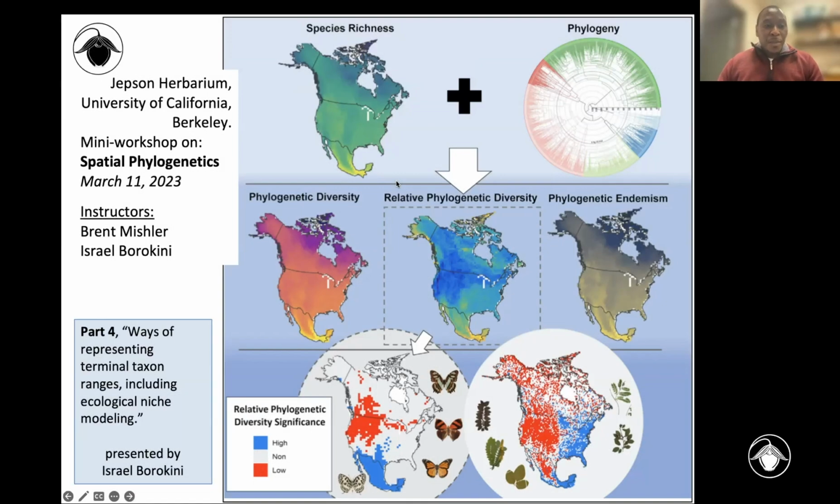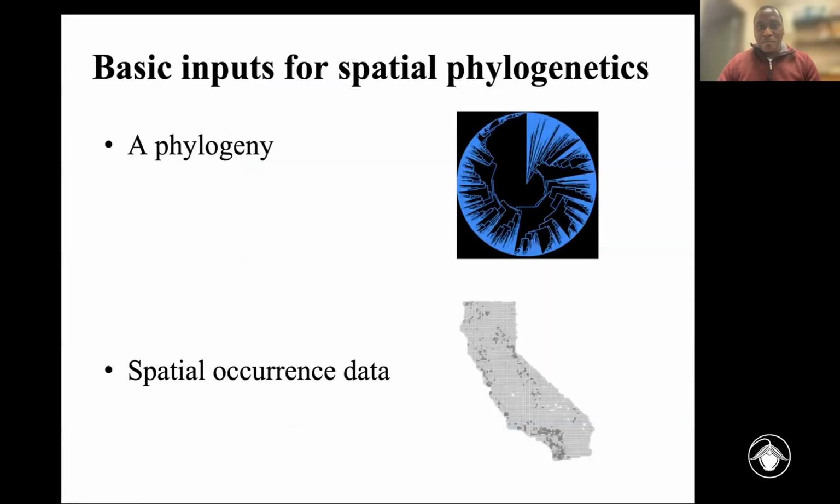Welcome to part four, where I will be describing the ways of representing terminal taxon ranges, including using modeling efforts to be able to do that. So again, just to remind you, the two basic inputs that we need for spatial phylogenetics are a phylogeny that has terminals that correspond with a database of spatial occurrence data for those terminals.